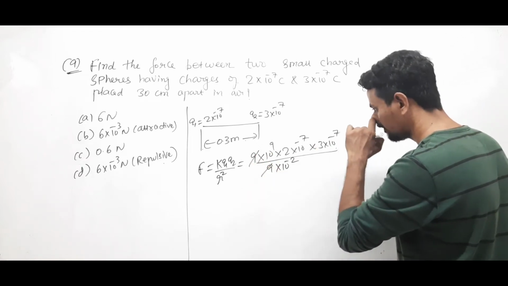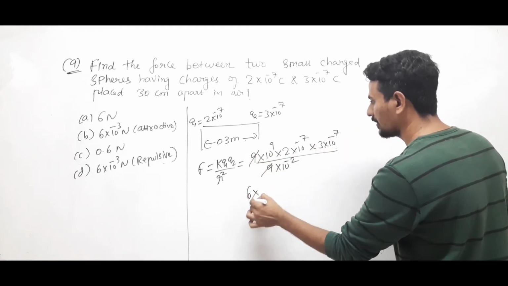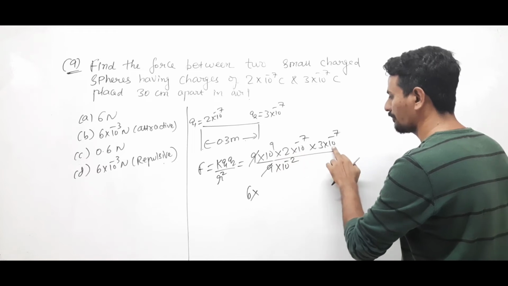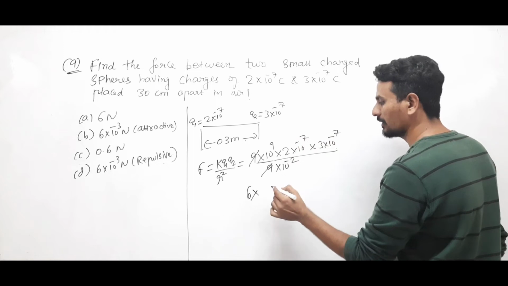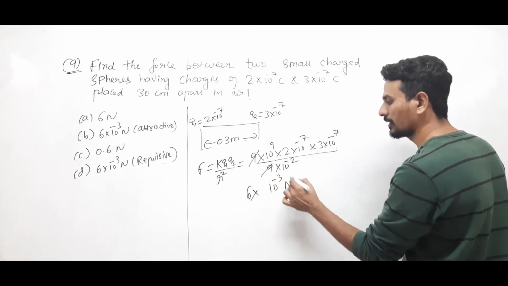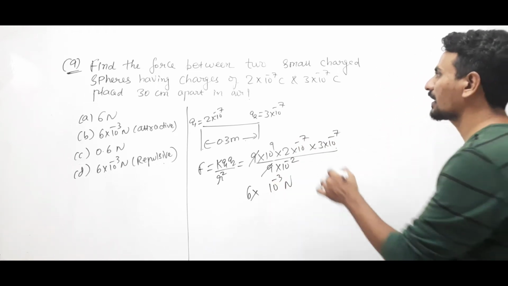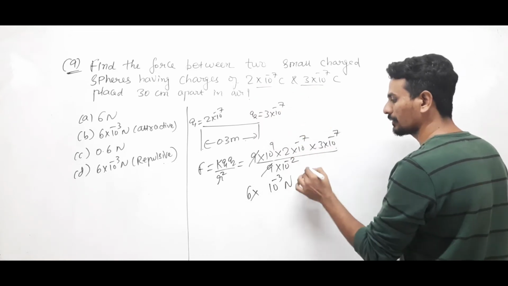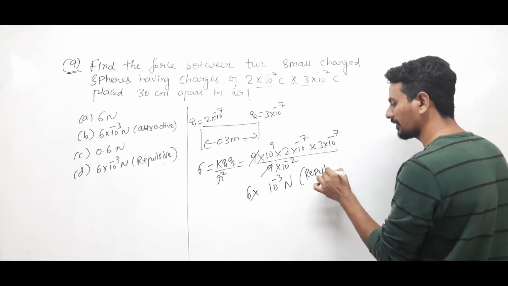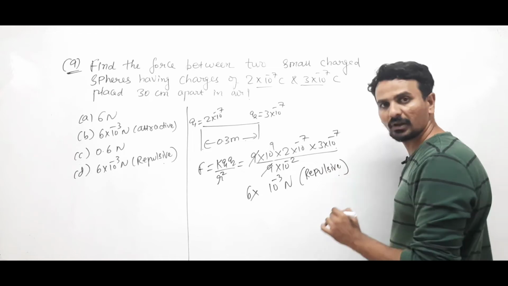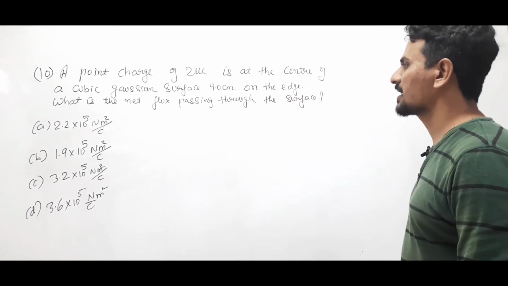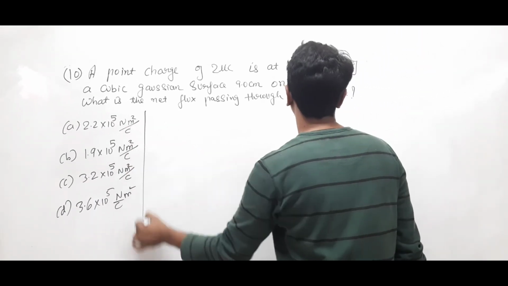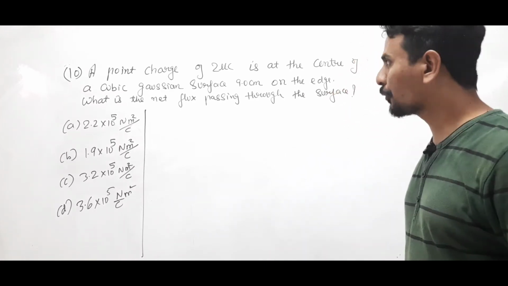This gets cancelled. 6 into 2, 10 raised to 7, 10 raised to 2, 10 raised to minus 5, that is 6 into 10 raised to minus 3 Newton, right? And since both the charges are positive, so the force will be repulsive in nature, right? So this is your option. Clear? Okay, next one.